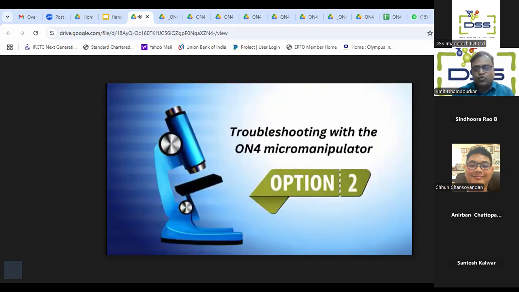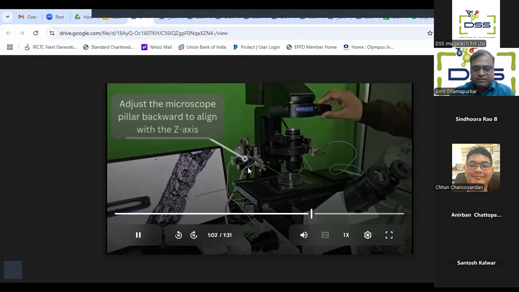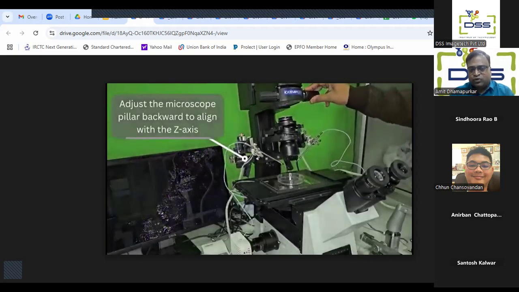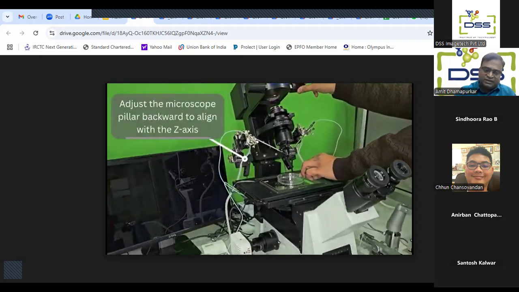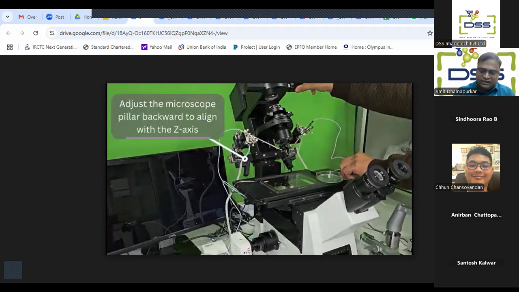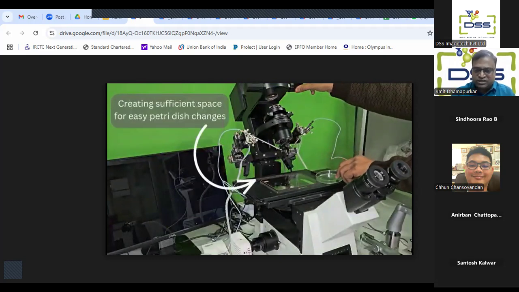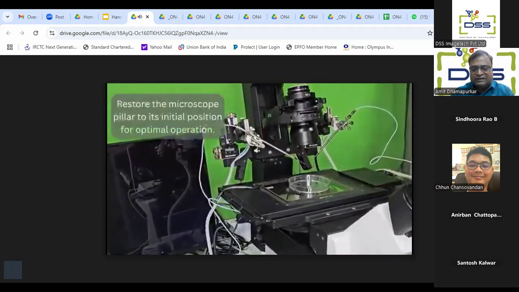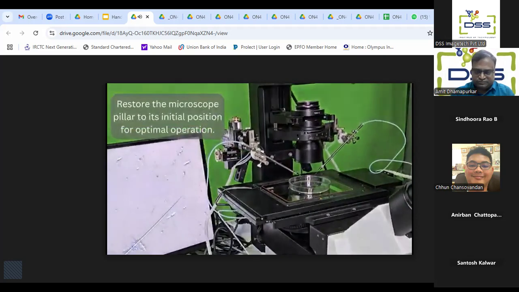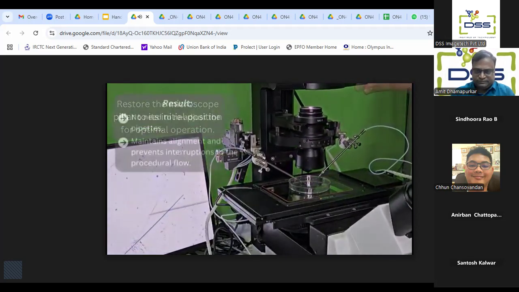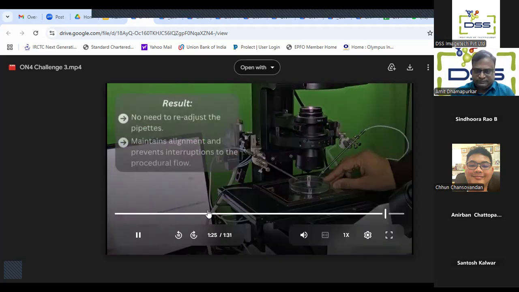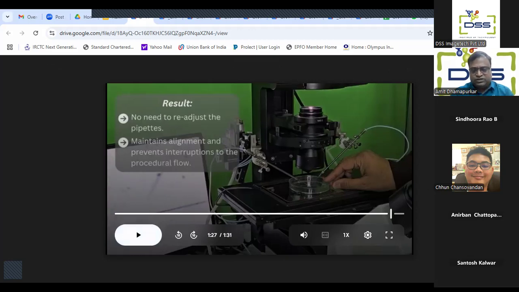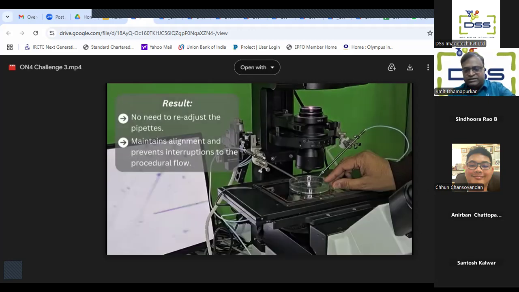And option 2, which we just discussed, is the pillar backward side alignment. Now we have aligned the pillar on the backward side. Then change the dish, put it in, and once the pillar is back, it regains its original position. As you see, once the pillar is back, it regains its original position and the same sample is in focus.